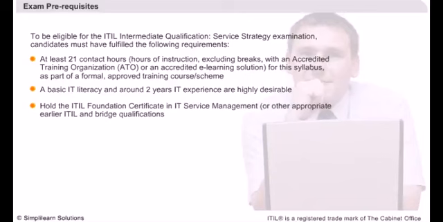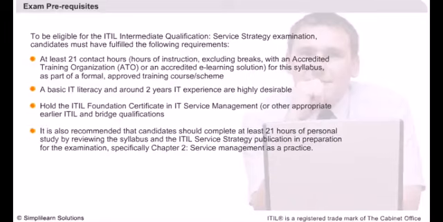A basic IT literacy and around 2 years of IT experience are highly desirable. Hold the ITIL Foundation Certificate in IT Service Management or other appropriate earlier ITIL and Bridge qualifications. It is also recommended that candidates should complete at least 21 hours of personal study by reviewing the syllabus and the ITIL Service Strategy publication in preparation for the examination, specifically Chapter 2, Service Management as a Practice. In the next slide, we will discuss the Service Strategy exam format.